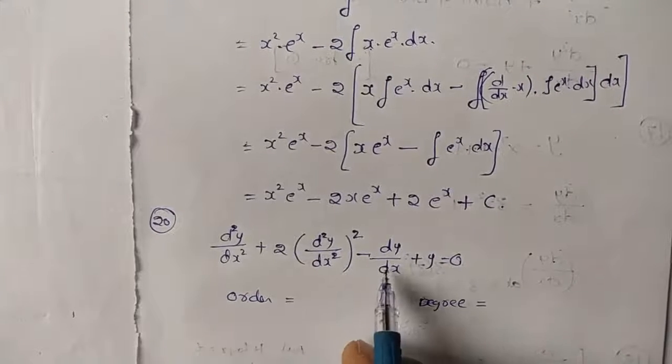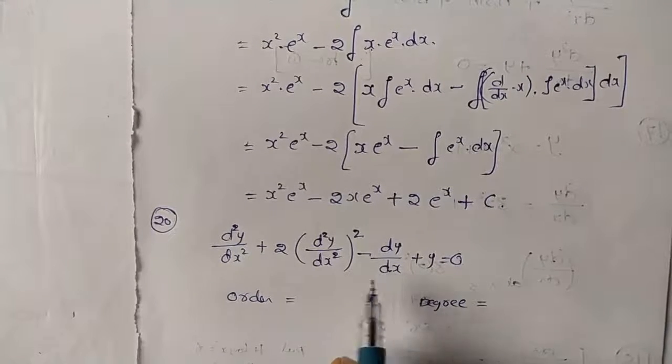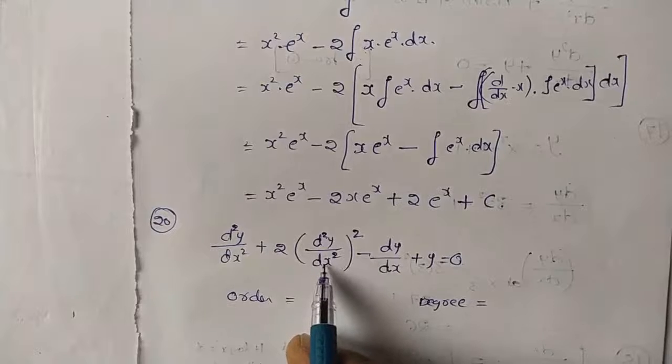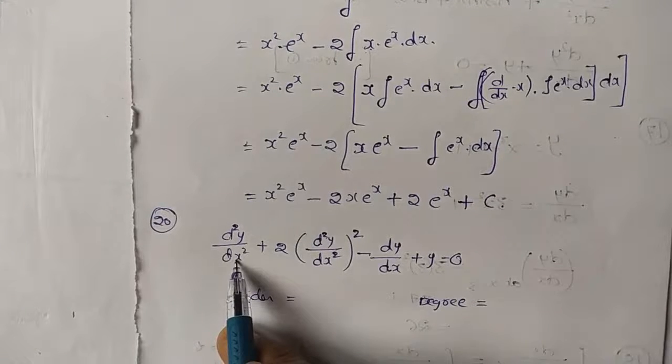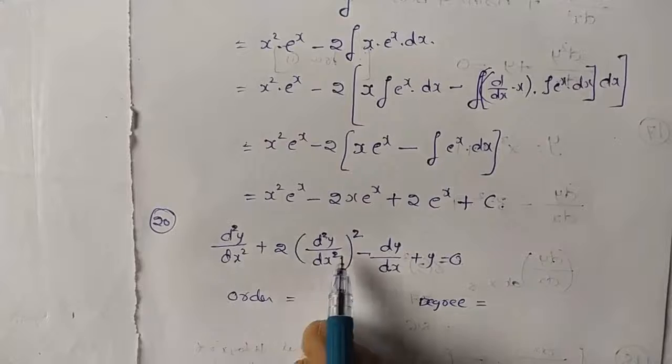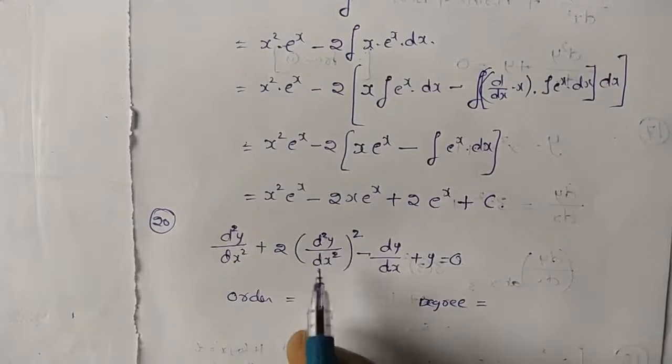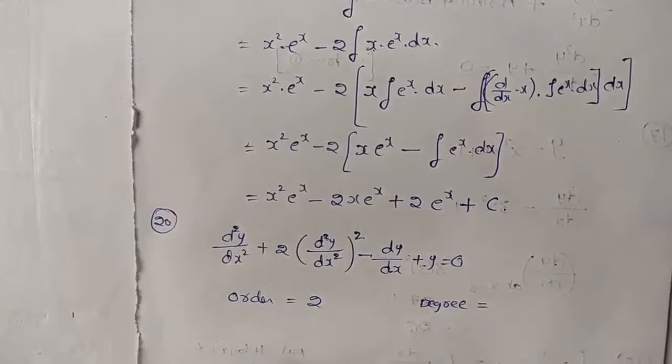Highest derivative. dy by dx, first derivative. d square y by dx square, second derivative. Therefore, here the highest derivative is what? 2 only. So order is 2. Degree is what?